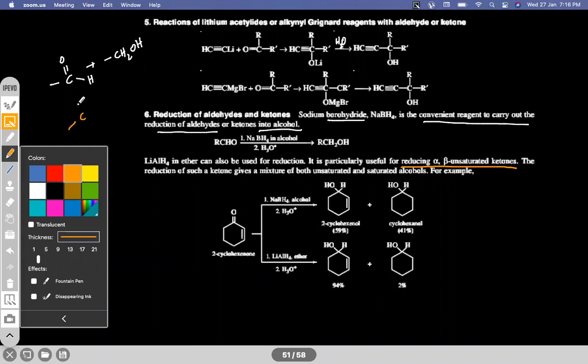If you have C double bond O, it converts into CHOH. Simple. C double bond O becomes CHOH, one hydrogen is already there, so CH2OH it becomes. The C=C double bond stays as it is, plus we also get this, in which the double bond also gets reduced into alkane. If you are using LiAlH4, then mostly we have this composition more, and this alkane will be lesser. So if you have alpha beta unsaturated ketones, then preferably we use LiAlH4 in ether. Copy down both reactions.